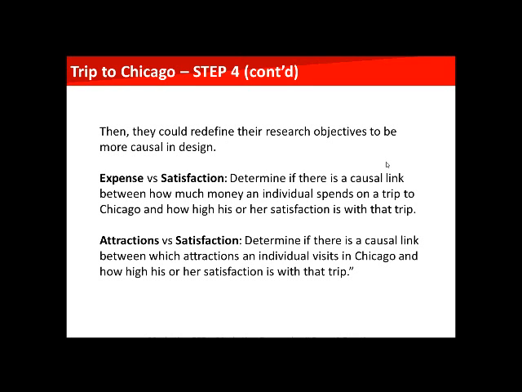So then they could redefine their research objectives to be more causal in design. They could look at expense versus satisfaction and determine if there's a causal link between how much money an individual spends on a trip to Chicago and how high his or her satisfaction is with that trip. And they could also look at attractions versus satisfaction and see if there's a causal link between which attractions an individual visits and how high his or her satisfaction is with that trip.